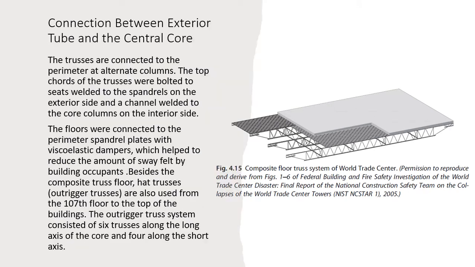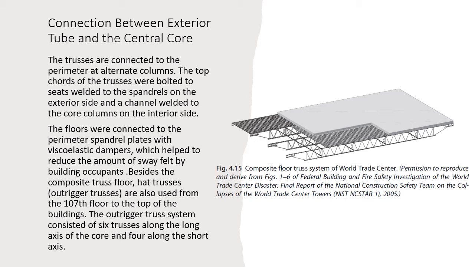The trusses are connected to the perimeter at alternate columns. The top chords of the trusses were bolted to seats welded to the spandrel on the exterior side and a channel welded to the core columns on the interior side. The floors were connected to the perimeter spandrel plates with viscoelastic dampers, which help to reduce the amount of sway felt by building occupants.